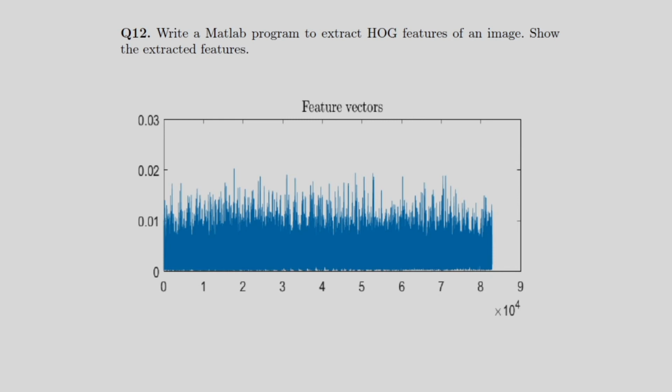Question number 12. Write a MATLAB program to extract HOG features of an image. Show the extracted features. So HOG principle, the histogram of oriented gradients, I have already explained in my class. So you can get the feature vectors based on the gradients.